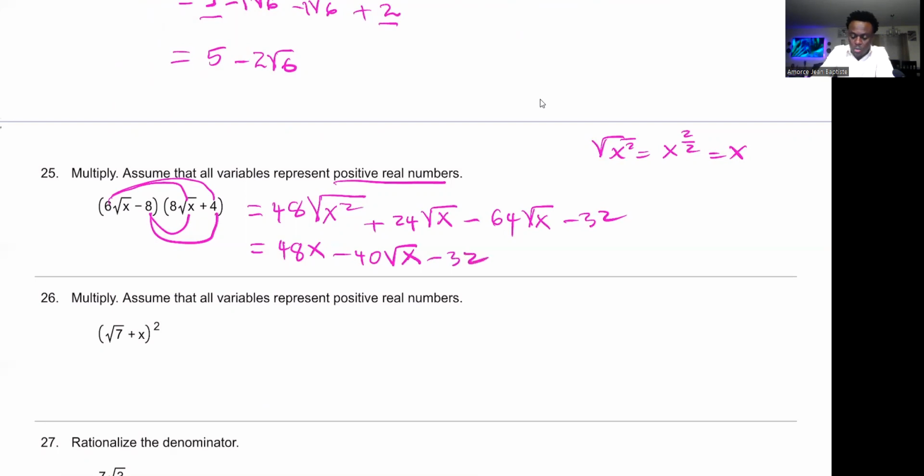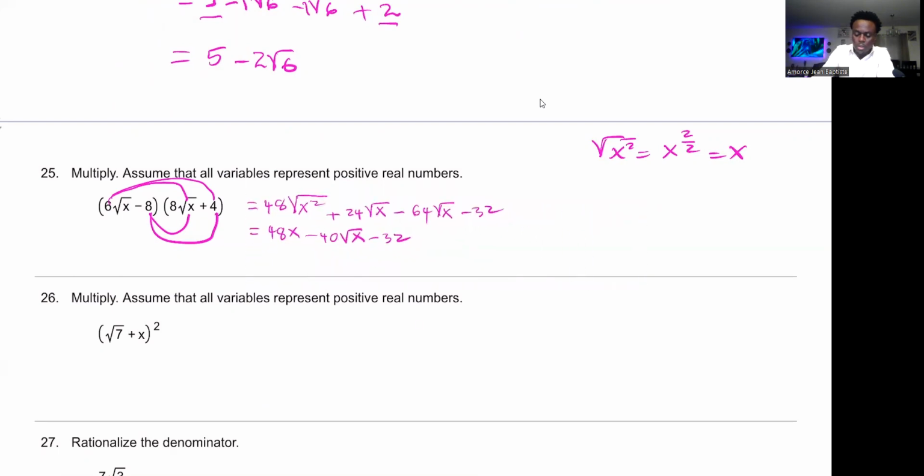Then the last thing is to simplify these to have the most simplified expression. That's it. We have nothing else to do on that. 48x squared minus 40x minus 40 square root of x minus 32.